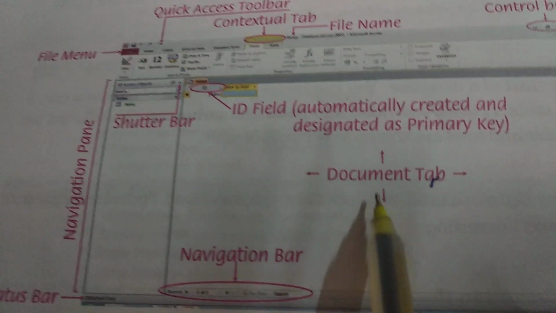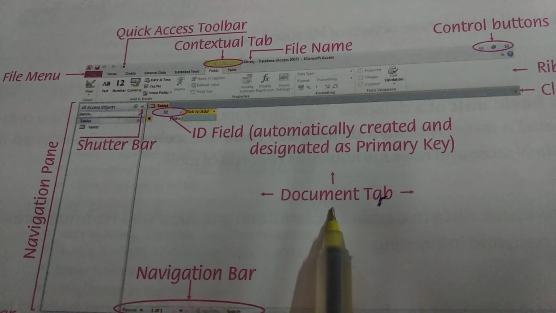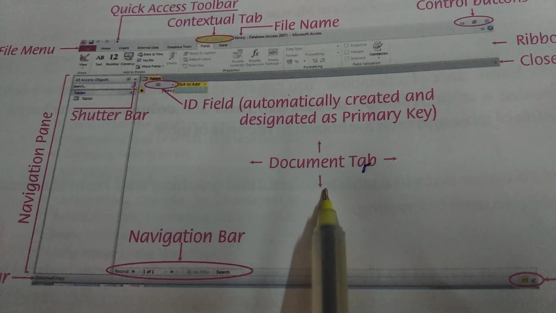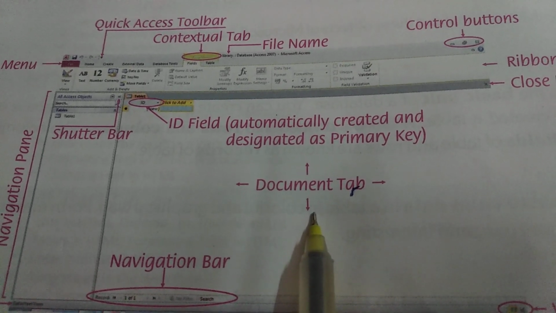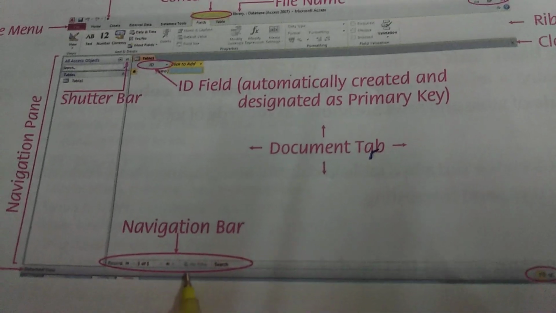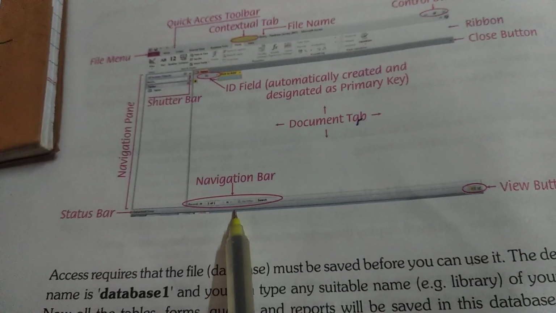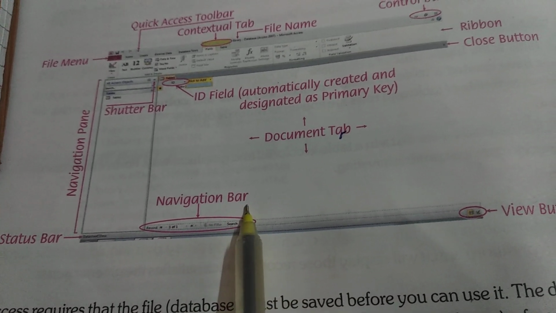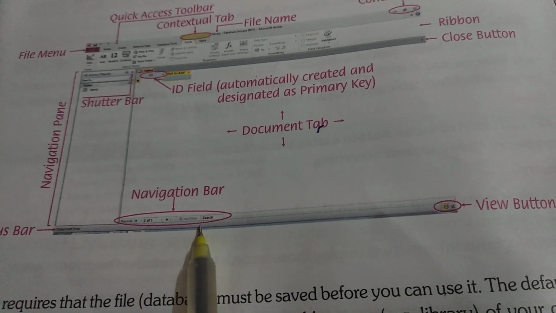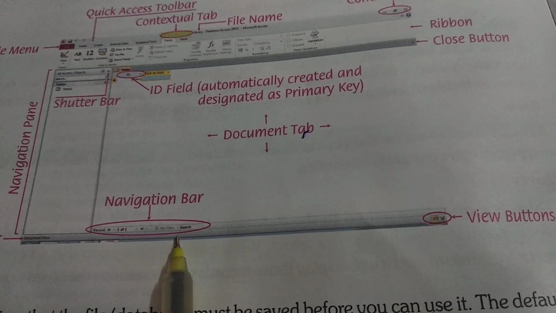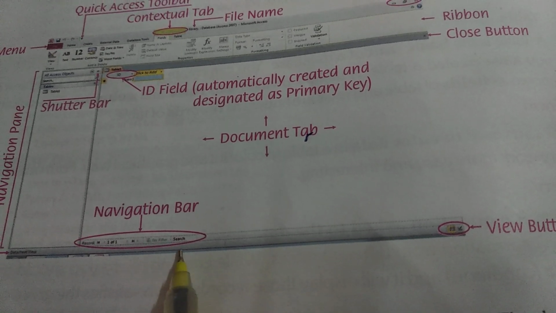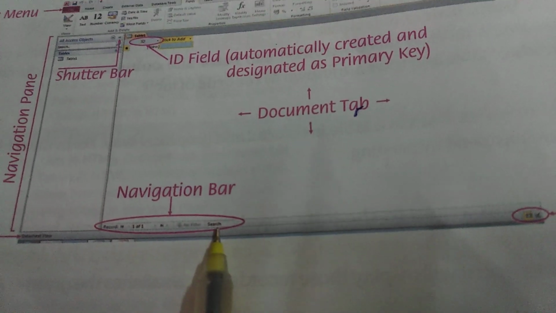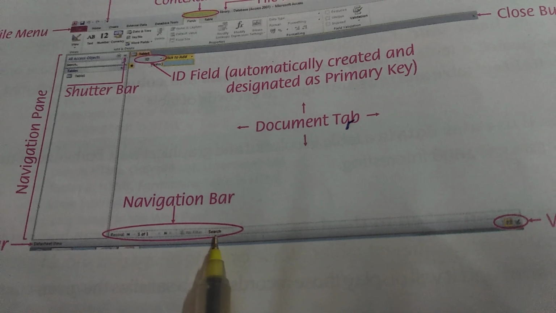Okay. Now next is this document tab. That is on the right side of the navigation pane. At the bottom of the document tab you can see the navigation bar. This bar is used to move around the selected object, and to search a particular value from the selected object. Here you can see search is written. If you want to search a particular value, you can search from here, from the navigation bar.